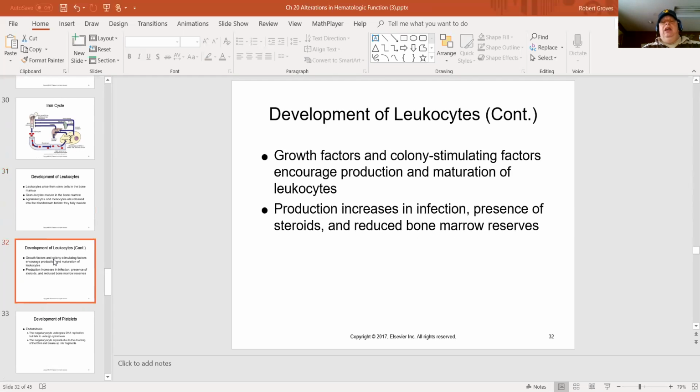Just like when someone has bleeding or some type of disease in which there's not enough oxygen being transported by red blood cells, and therefore erythropoiesis increases, the same thing happens with leukocytes, except usually it's an infection of some sort, or steroids have depressed the inflammatory response, or there's some disorder of the bone marrow which decreases reserves. But when the body feels like it doesn't have enough leukocytes, it increases production.